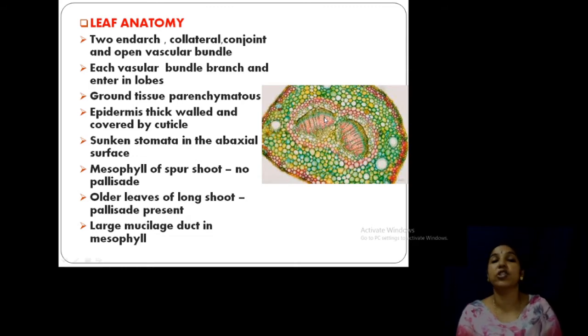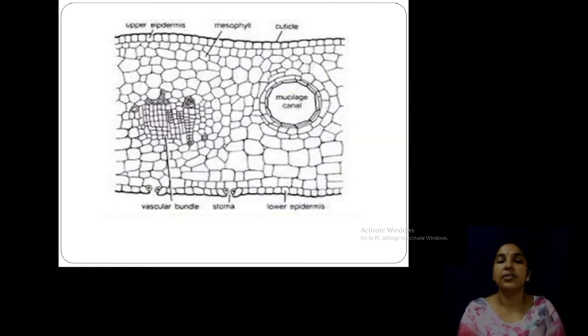So this is the feature of the leaf. This is one small portion enlarged. You can see the mesophyll portion, all cells uniform, with no differentiated palisade and spongy, the cuticle, mucilage canal and vascular bundle, and stomata on the abaxial surface.